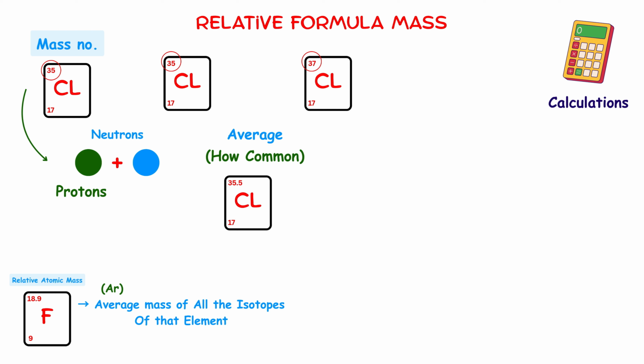Now, this is all very useful when considering individual atoms, but when we need to calculate the mass of an entire compound that contains multiple atoms of different elements, we use what is known as the relative formula mass, which we represent with the letters Mr. To calculate the relative formula mass of a compound, all we need to do is add together the relative atomic masses of each atom present in its chemical formula.